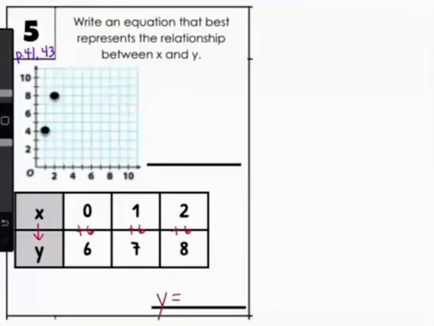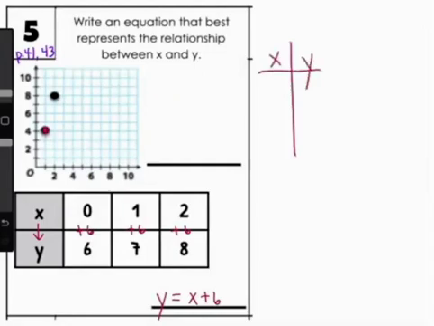And then we have an x and whatever's happening to x. So here we were adding 6 to x, so it's just y equals x plus 6. For this graph, it's hard to go straight from a graph to an equation. So I would always go off to the side and turn it into a table first.